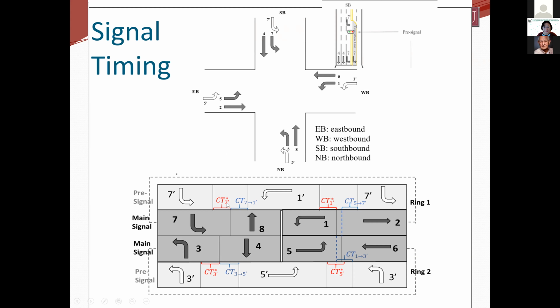So I put CT7 prime, which means the clearance time to clear the vehicles on the contraflow left-turn lane. We have to leave enough clearance time for safety purposes. Okay, so this is the basic idea. After you clear the left turn, then you can release the opposing through, so the opposing through, phase 8, can move.